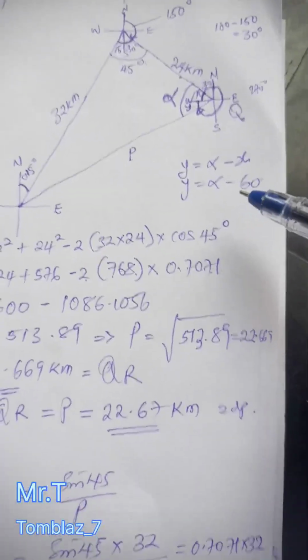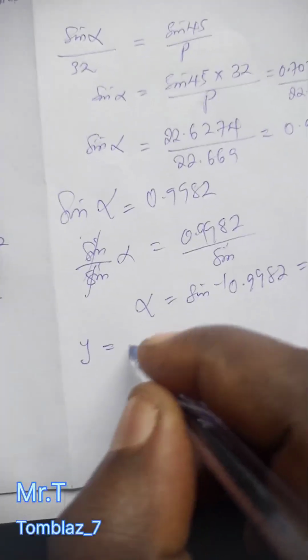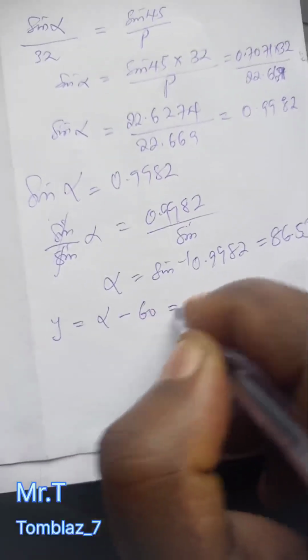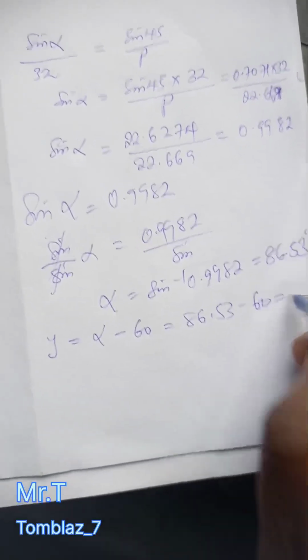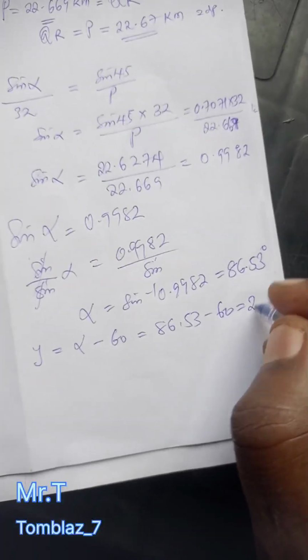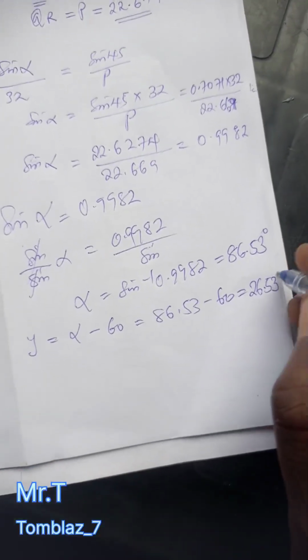So if we get 86.53 degrees, let's go back to our equation now and get the value of y. So y will be equal to alpha minus 60, which is 86.53 minus 60. It will give you 26.53 degrees.